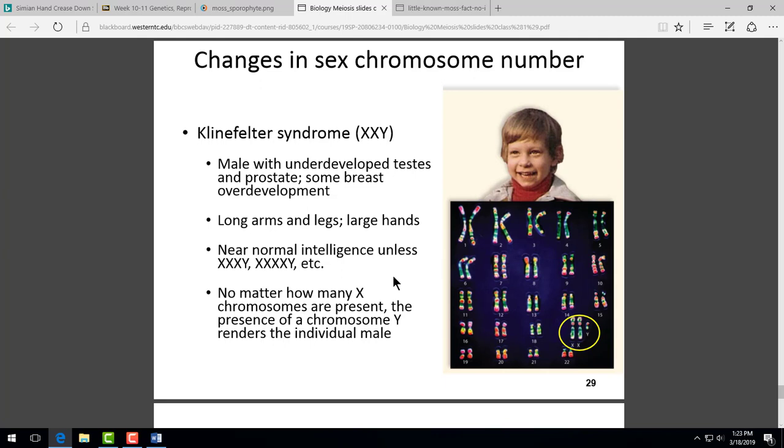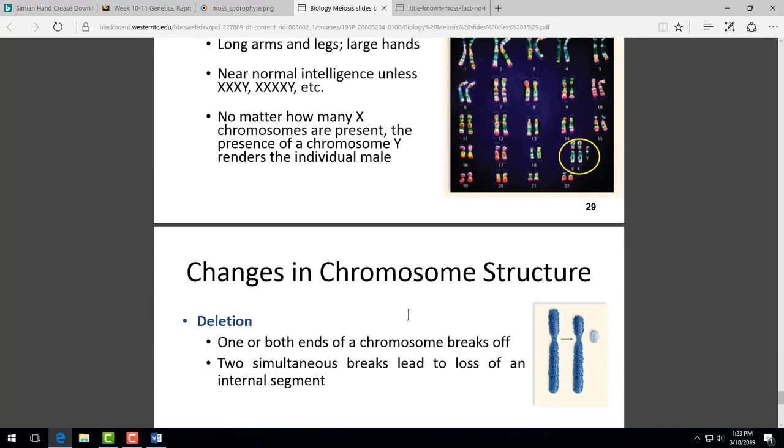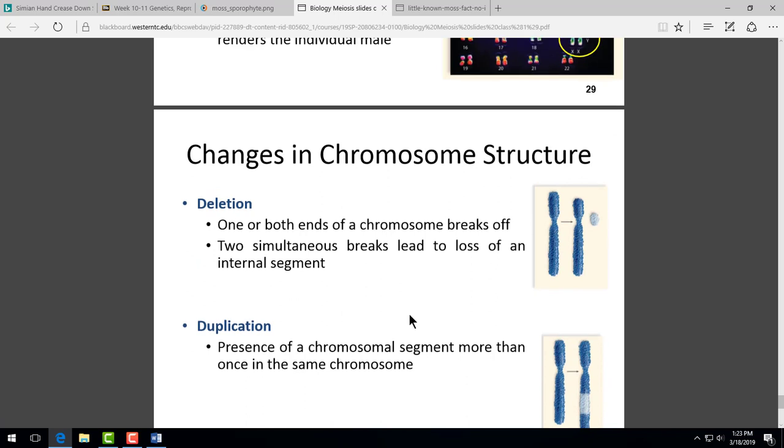And who else has it? Michael Phelps has something called Marfan syndrome, which is a chromosomal condition as well. You've heard of Michael Phelps, the swimmer, right? So sometimes some of these chromosomal issues can give people advantages in athletics.